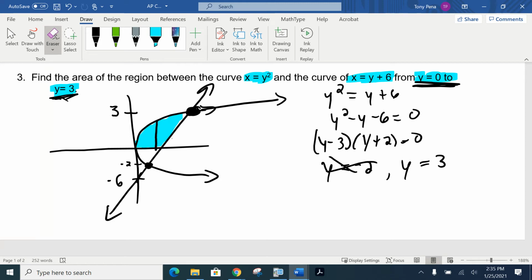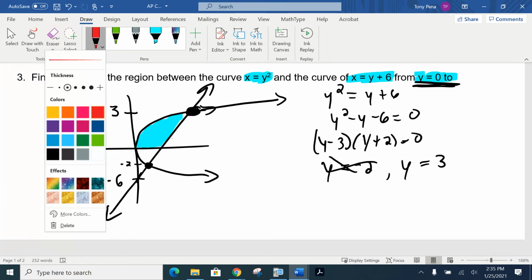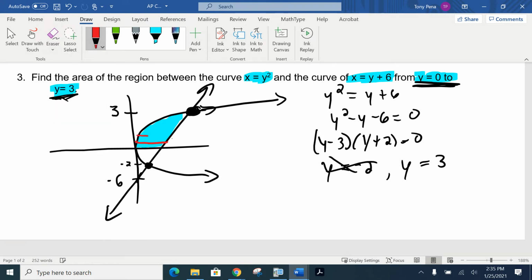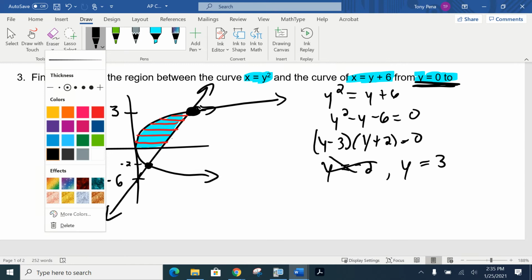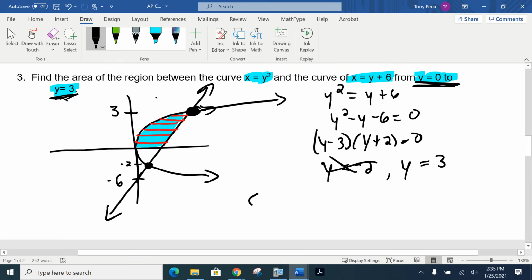versus, let's say we drew these in horizontally. Do this in a different color. If I go horizontal rectangles, notice how the right-hand side and the left-hand side would never change. That's going to allow us to do this with one integral versus two integrals. So that's our route. So we're going to set up our integral.